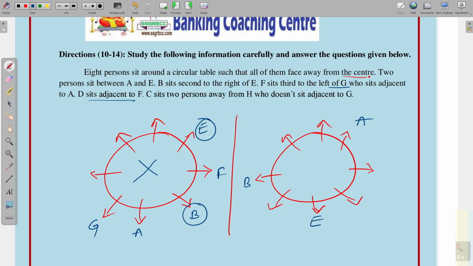Coming to this one, F sits third to the left of G. Suppose G is placed here, 1, 2, 3, here F is there, and D is adjacent to F, so it definitely follows. C sits 2 persons away from H, who doesn't sit adjacent to G. So here H is not placed. If H is placed here, C is placed here. It is the final arrangement of the puzzle. So let us move on to the questions.